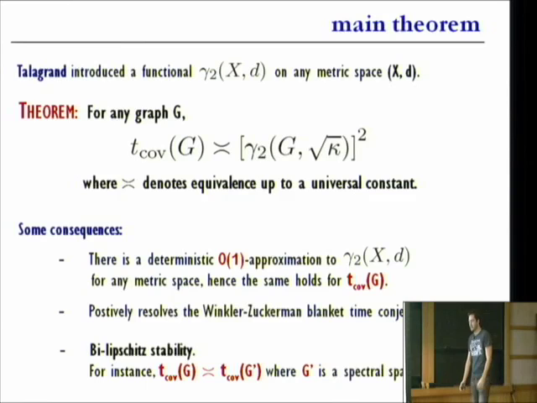If you're asking why the commute times are the same, it's because you can define the commute distance in terms of the spectrum of the inverse of the Laplacian. Is it true for the hitting time as well? It's an interesting question. The truth is I haven't thought about it. I don't know the answer.